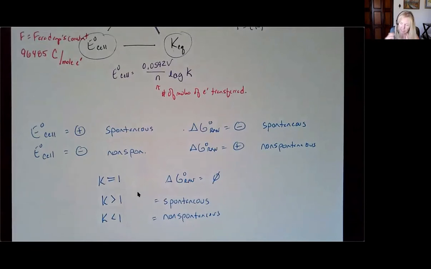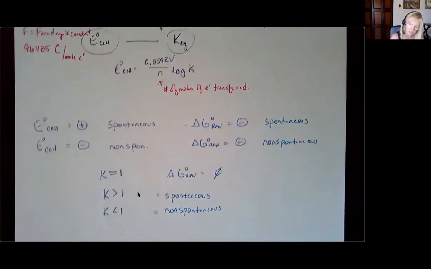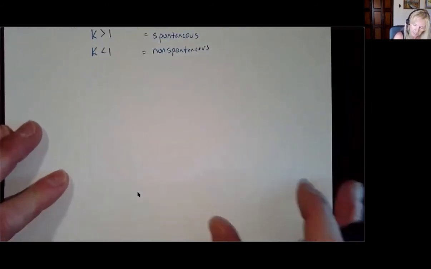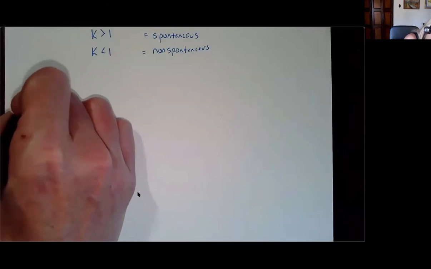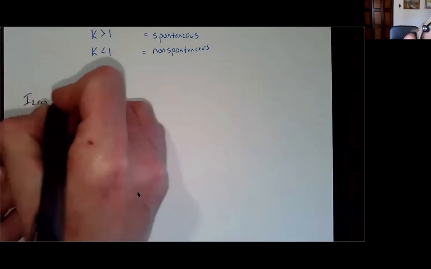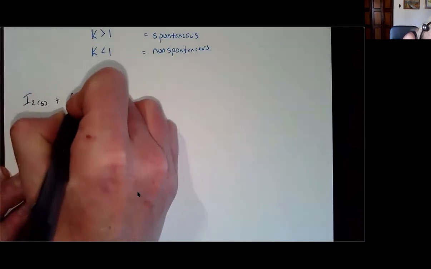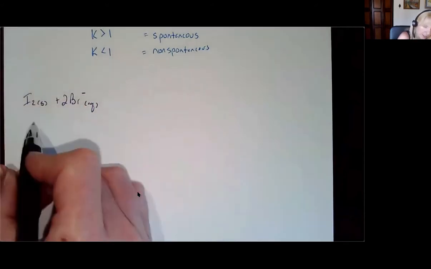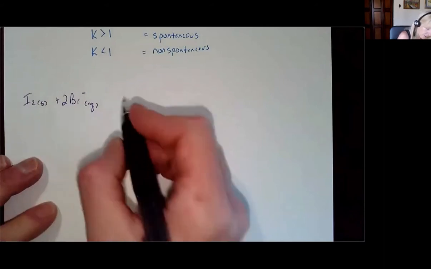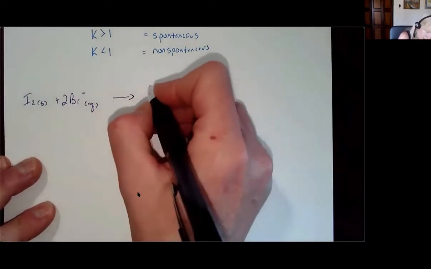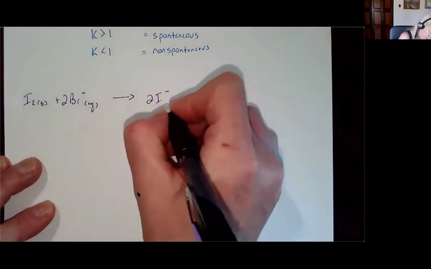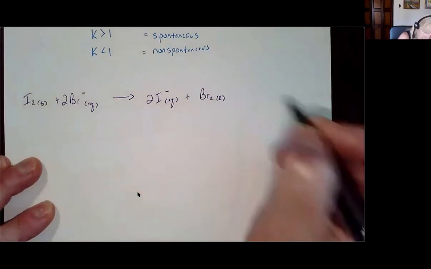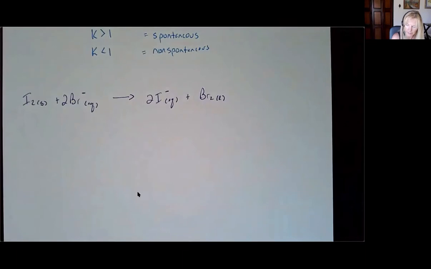So it's easy to kind of get lost in all that. So let's just do one quick example here. Let's say I have I2 solid, and I react that with a bromide ion, aqueous. So I have solid iodine, and I drop that into a solution of bromide. Is this going to happen? Is there going to be a transfer of electrons here to form liquid bromine and iodide ion?